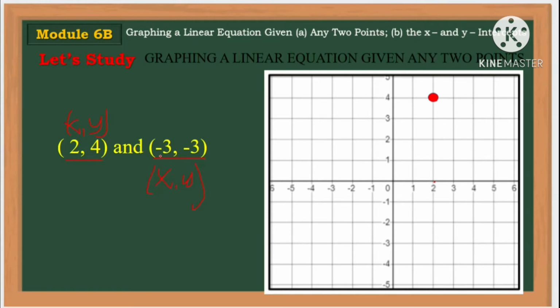Okay, next, locate natin ang (-3, -3). Ito ay nasa third quadrant, parehas na negative ang sign. Ang x natin ay -3, ang y natin ay -3. So, meet natin dalawa, ito. Ang point natin ay nandito. Now, draw na tayo ng line passing through the 2 points. So, ito yung line natin. Ito ang graph ng points na (2, 4) and (-3, -3). So the slope is positive.